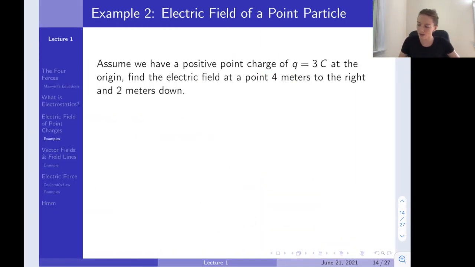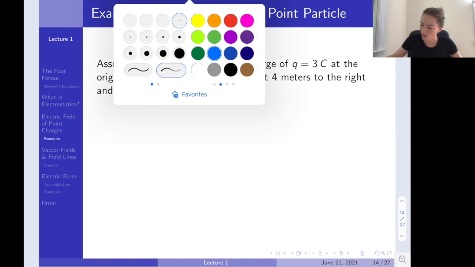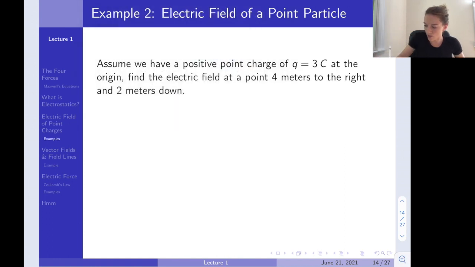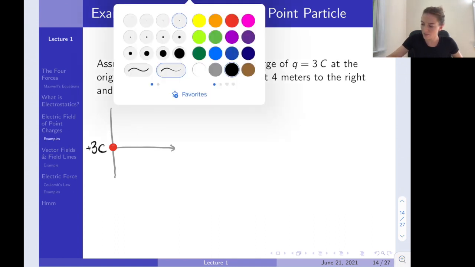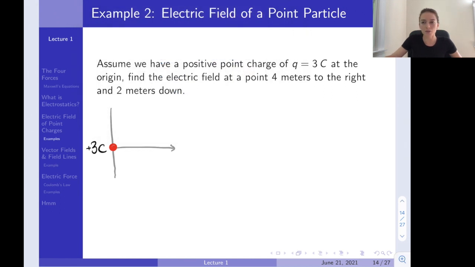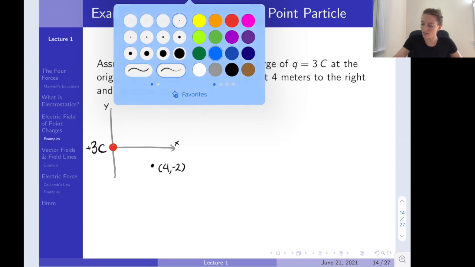Okay. All right, so let's look at another example now. So now we have a positive point charge again of 3 coulombs. So let's draw that, and that's centered at the origin. So we've got 3 coulombs right here, and that's positive. And then we want to find the electric field at a point 4 meters to the right and 2 meters down. So we want to find the electric field down here, which is at position (4, -2). This is x and y.